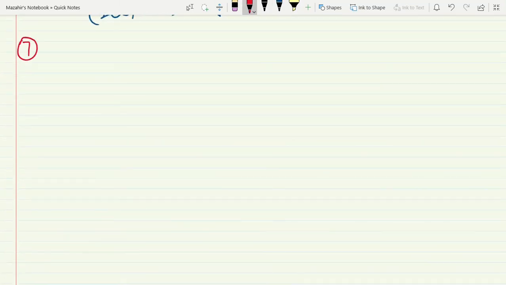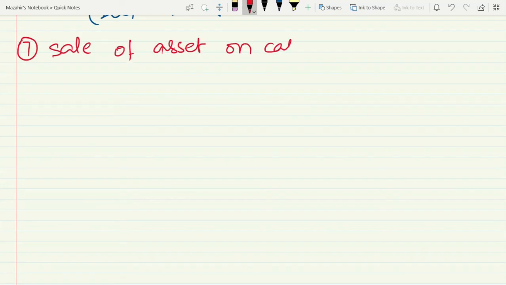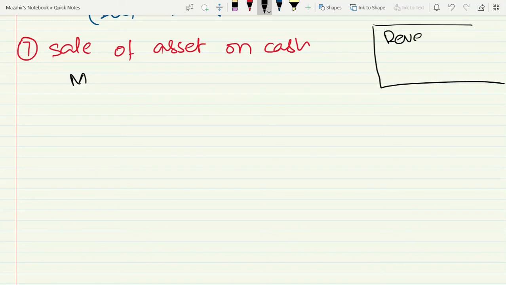Moving to the next type, that is sale of an asset on cash. So now here comes another concept of revenue, cost and profit. So we'll slightly touch the concept that revenue is equal to cost plus profit, which is a simple concept that we'll obviously sell the asset or product or services for more than what we paid when we obtained that. So there will be obviously a profit, which is the aim of a business, to earn the profit.